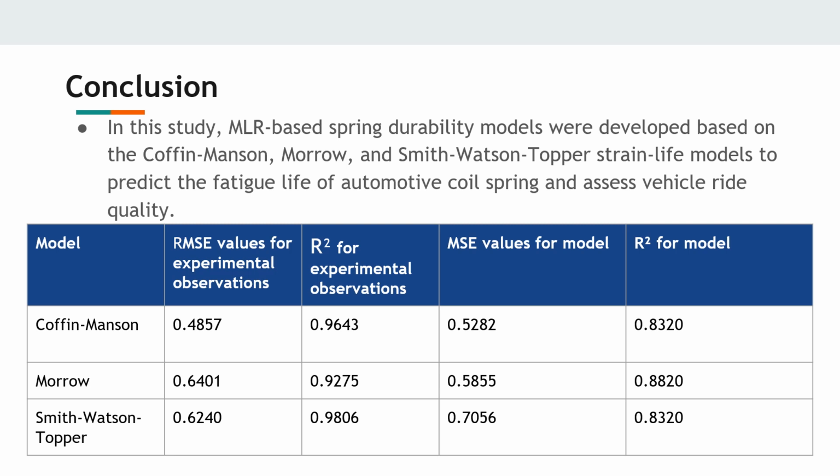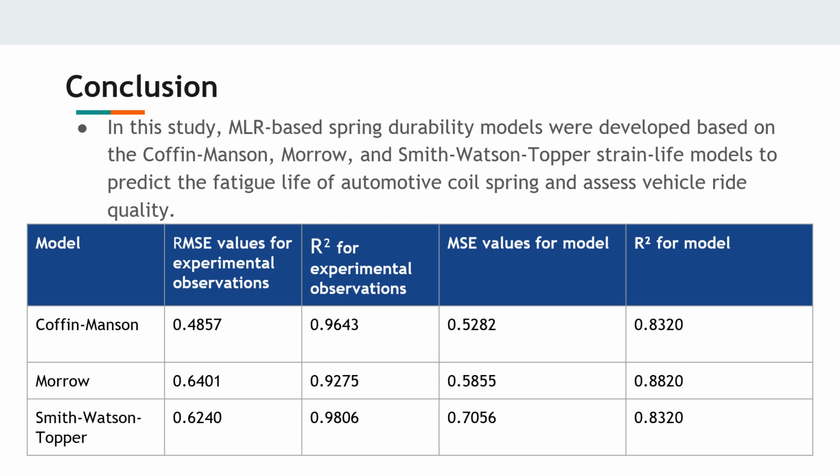The root mean square error, or RMSE, is a statistical parameter that indicates the deviation between the predicted and experimental values. It is found to be 0.4857 for the Coffin-Manson MLR-based model. The R-square value and RMSE for the Morrow MLR-based model are found to be 0.9275 and 0.6401 respectively. The R-square value and RMSE for the Smith-Watson-Topper MLR-based model are determined to be 0.9806 and 0.624 respectively.